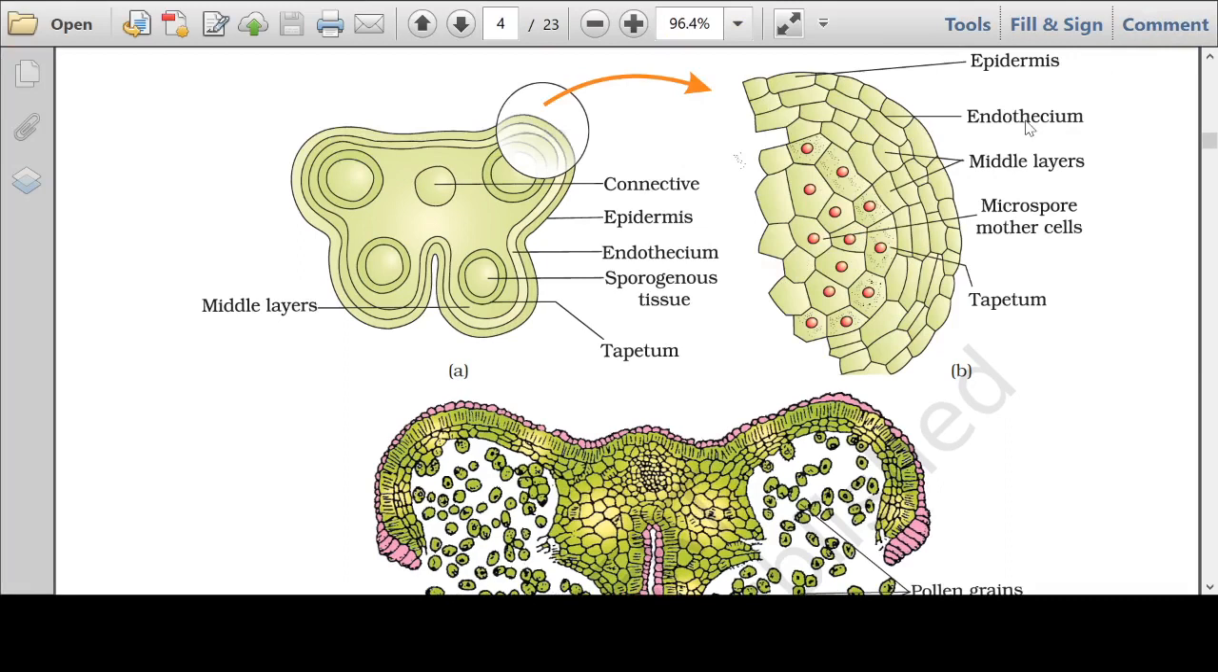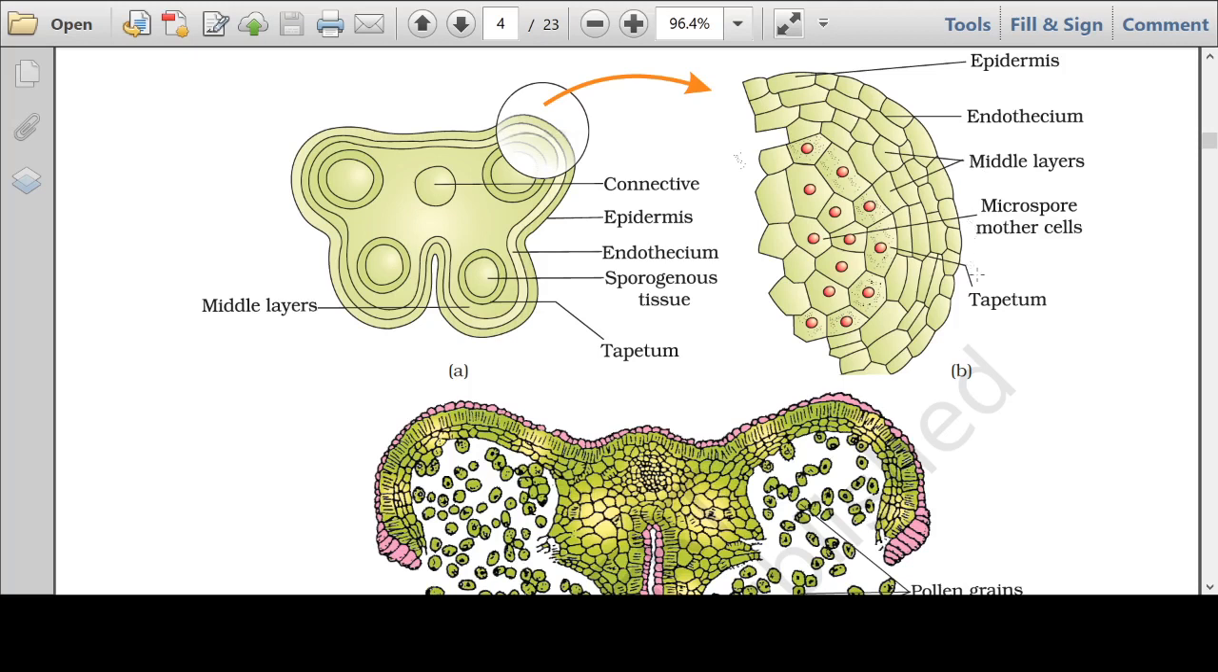Next to the epidermis is the endothecium, from outside to inside, and next are the middle layers, which can be 2 to 3 in number. Middle layers, so it's plural, 2 to 3 in number, and within the middle layers we have a layer called tapetum. As you can see, this red color, the nucleus, the tapetum cells are rich in cytoplasm, food laden cells. So we have the 4 layers. The outer layer is the epidermis. Next to the epidermis is the endothecium. Next we have 2 to 3 middle layers, and then we have the tapetum.